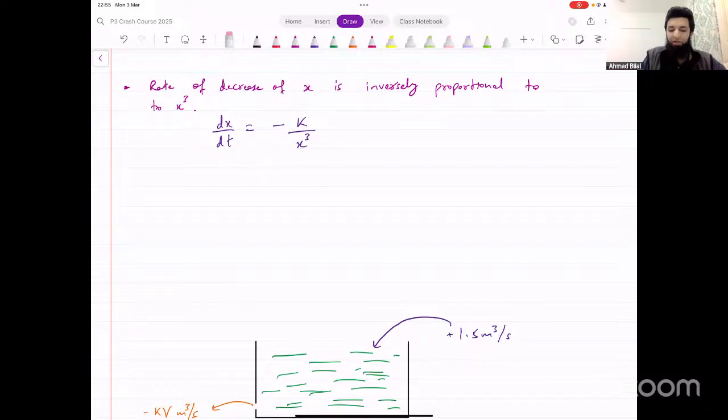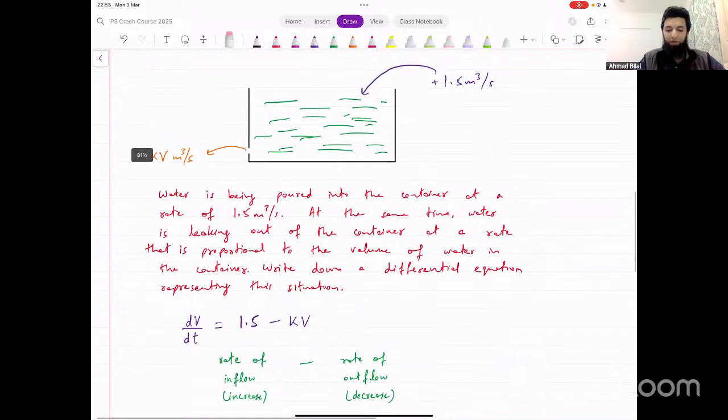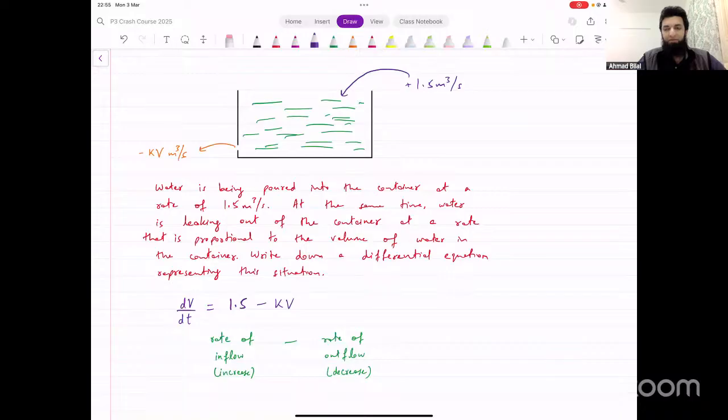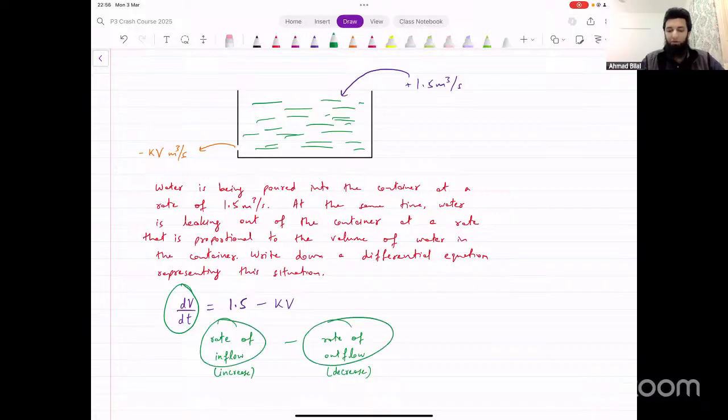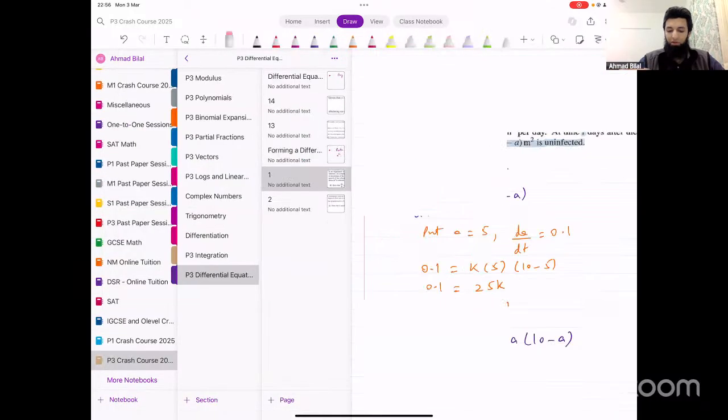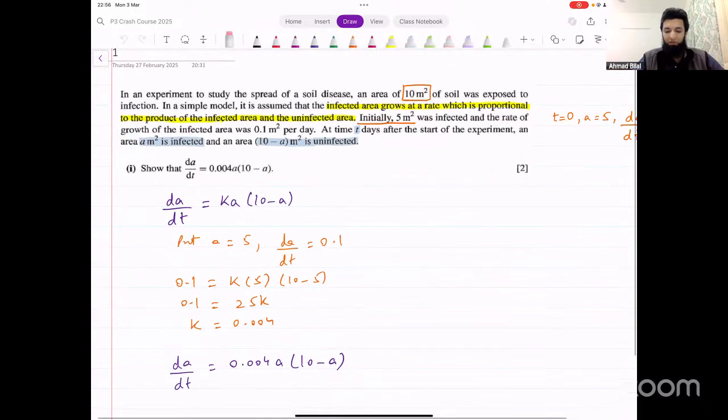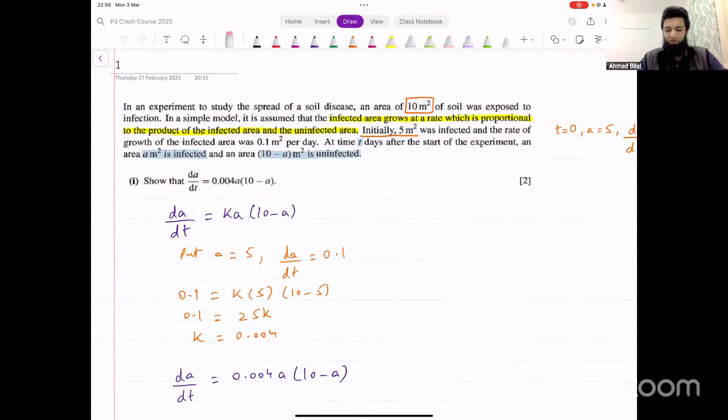If you have a rate of inflow and a rate of outflow at the same time, if something is increasing and also decreasing at the same time, we said the equation would become like this. It will be the rate of change equal to the rate of inflow minus the rate of outflow. We looked at this example yesterday as well, and then we looked at a few questions on this where we had to form differential equations. This was question number 1, which was relatively straightforward.